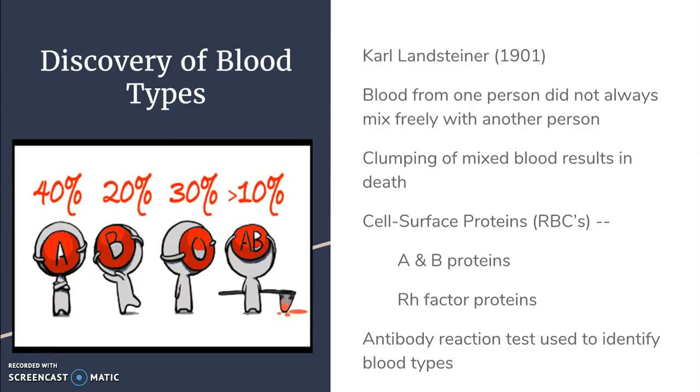So the discovery of the different blood types is credited to this guy. And what he found is that blood from one person didn't always mix freely with another person. And the clumping that resulted from this resulted in death. So this is due to some different surface proteins, which I'm going to go over with you in class. You have A and B proteins, and then you have something called the RH factor proteins. The RH factor is your positive or negative. If you're AB positive, AB negative. And then we're going to run some antibody reaction tests to identify the different blood types. But you can see the commonality of each of those in the visual aid to the left.